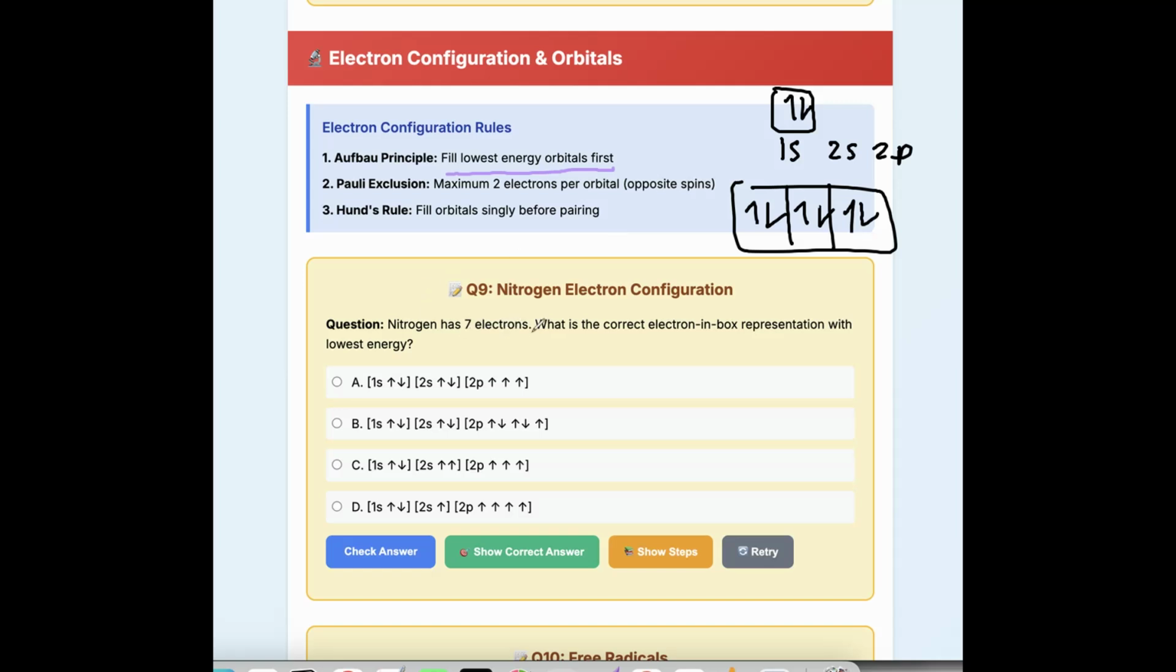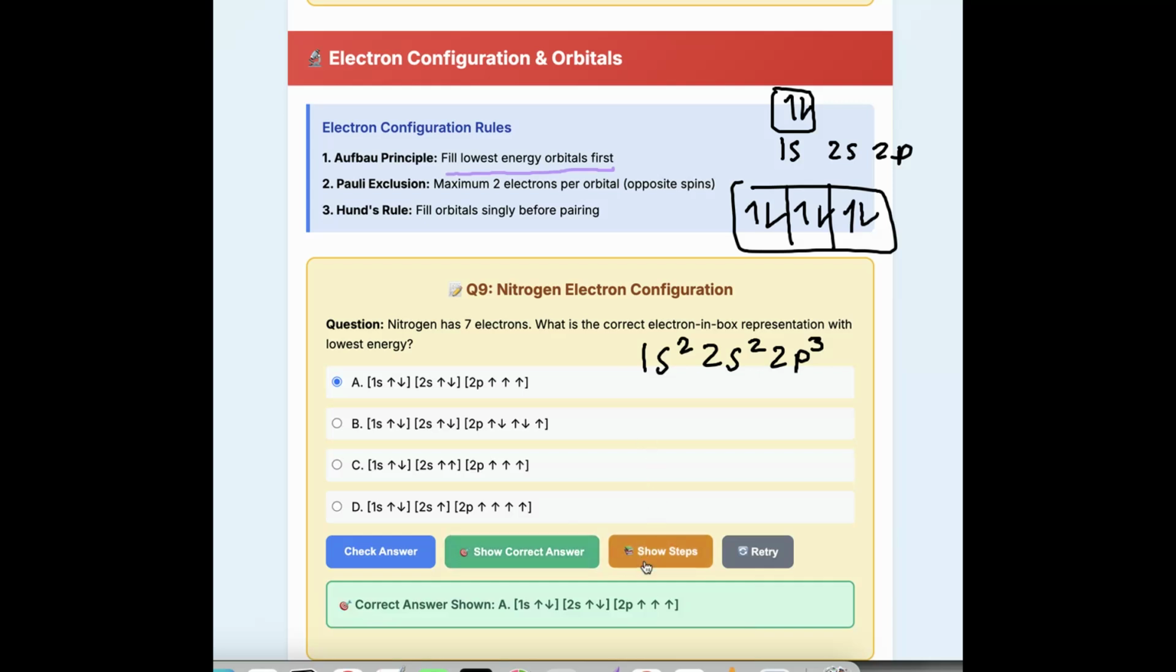So nitrogen has 7 electrons. What is the correct electronic configuration in the box representation with the lowest energy? Nitrogen is 1s2, then 2s2, and then 2p. How many electrons remain from the 7 electrons? 3 electrons only, so it will be 2p3. Let's see the explanation.